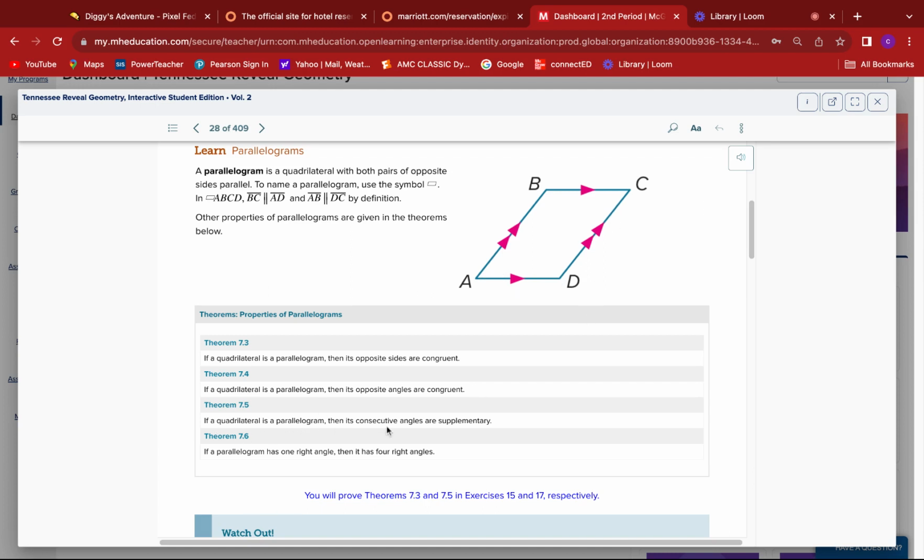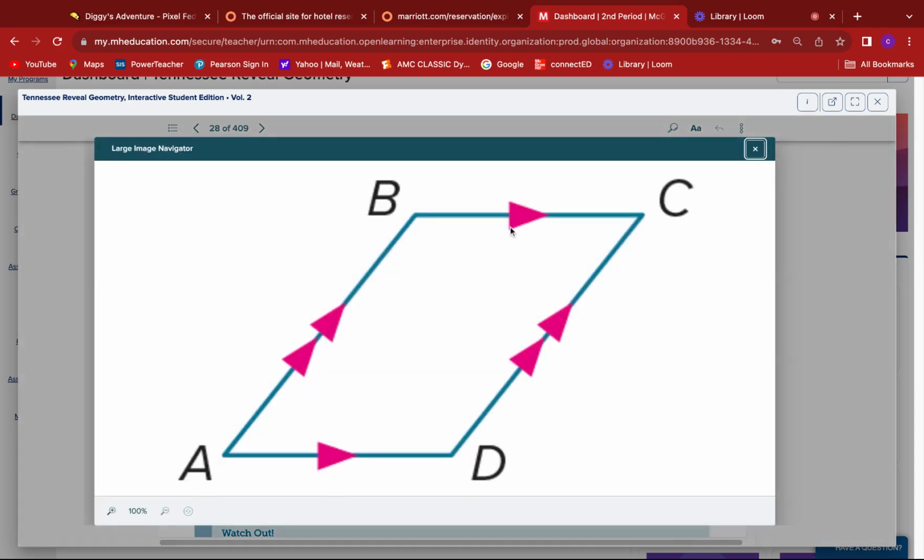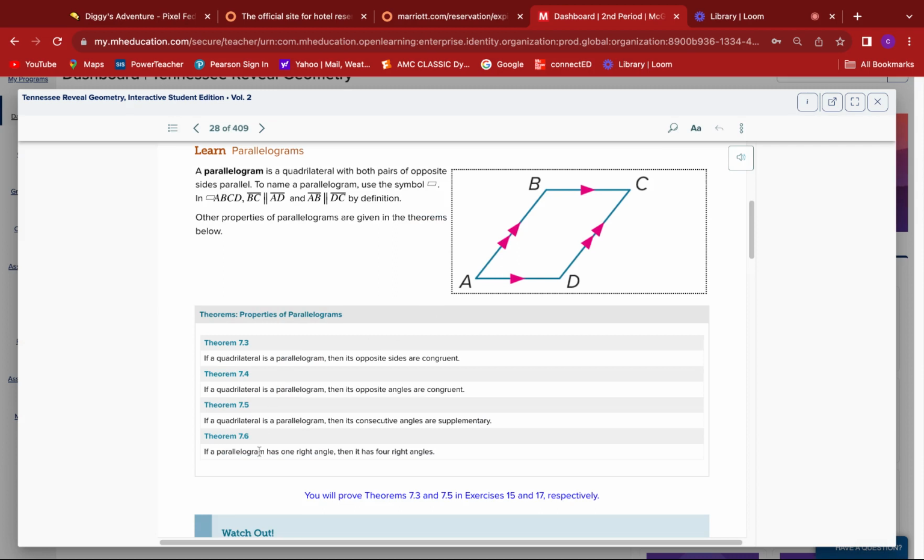If it's a parallelogram, then the consecutive angles are supplementary. So what I mean by that, visual people, small angle A, big angle D, acute and obtuse, they're going to add up to be 180. So D and C will add up to be 180. C and B will add up to be 180, and B and A will add up to be 180. All right. And if a parallelogram has 1 right angle, then it has 4 right angles. And that's really when you get into your rectangle and your square.